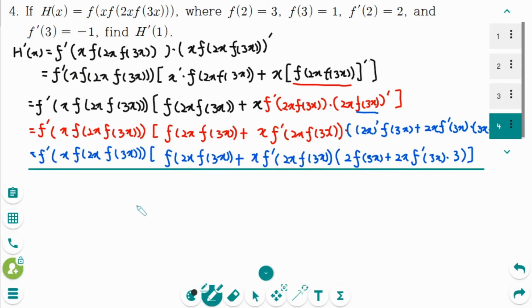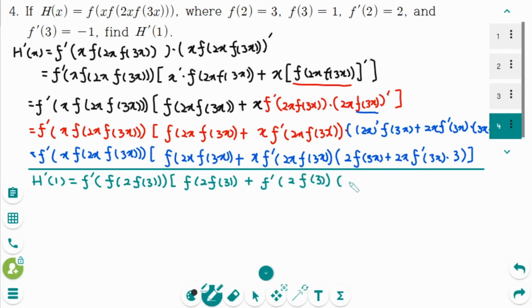Now put 1 into x. H prime of 1 equals f prime of 1 times f of 2x, which is 2, times f of 3 times f of 2 times f of 3 plus x equals 1, f prime of 2 times f of 3 times 2 times f of 3 plus 2x, which is 2, f prime of 3 times 3.